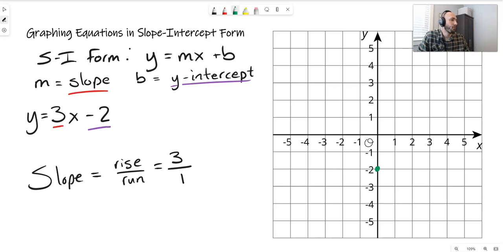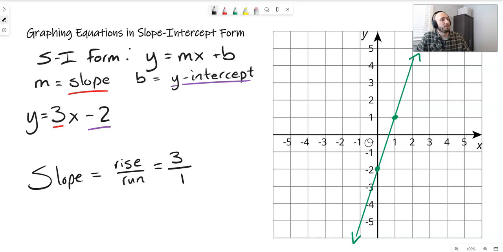So I'm going to start from the point that I know, this 0, -2, our y-intercept, and I'm just going to go up 3, 1, 2, 3, and to the right 1. And that puts me right here at the point 1, 1. And then from there, we can simply connect our dots to create our graph. And that's really all there is to graphing equations in slope-intercept form.